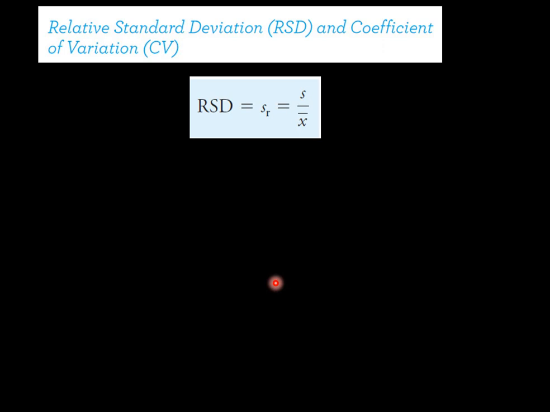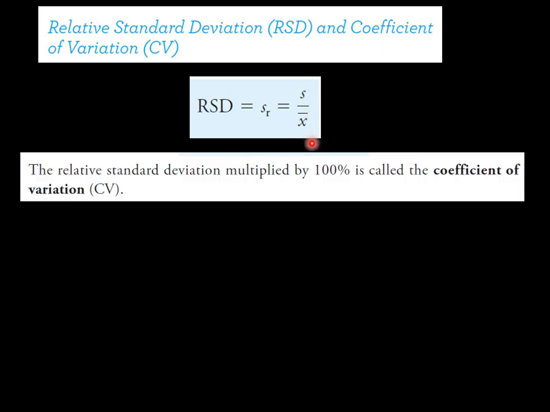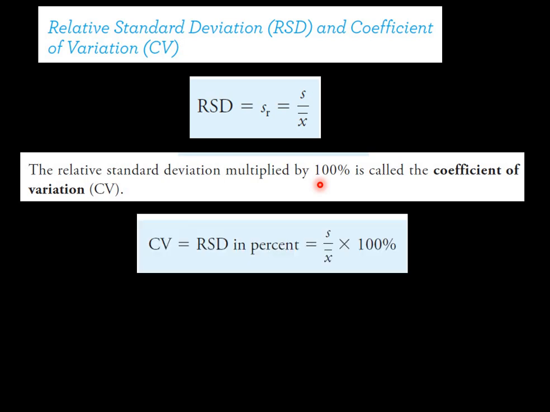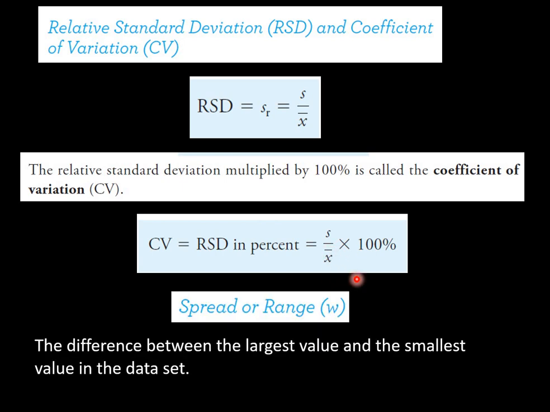And the next term is RSD, relative standard deviation, and another one is coefficient of variation, CV. So what are these? Very simple. RSD is nothing but S divided by X bar, right? And if you take the percentage, that is, if you multiply RSD by 100, then you get what is called the coefficient of variation, CV. So CV is RSD in percent, that is S by X bar into 100, right? And finally, the spread or range, which is very simple: the difference between the largest value and the smallest value in the data set.